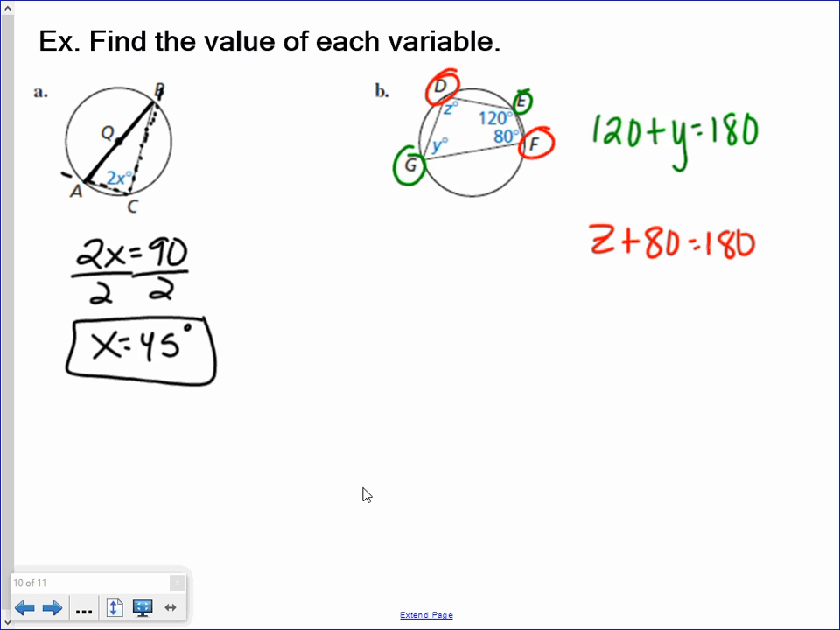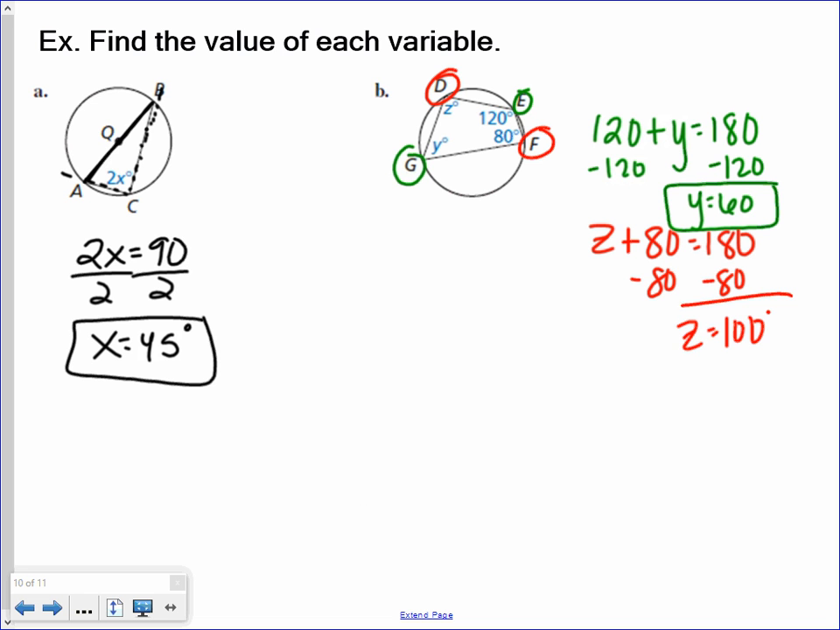So DJ, what would Y be? 60, because you just minus the 120 over. And then same, Hayden, what would Z be? 100, because you just minus the 80. The opposite angles are supplementary because that's what makes up the entire circle. They're arcs.